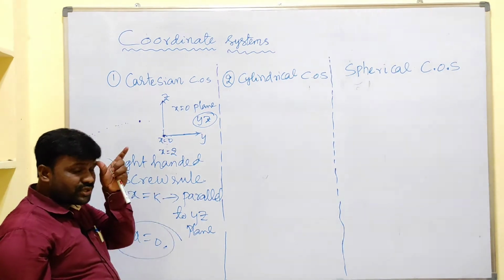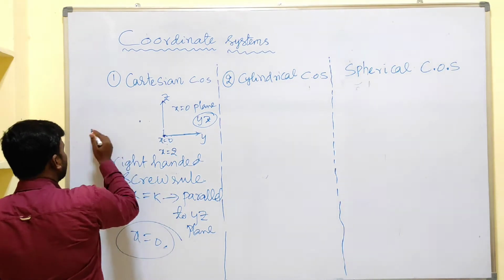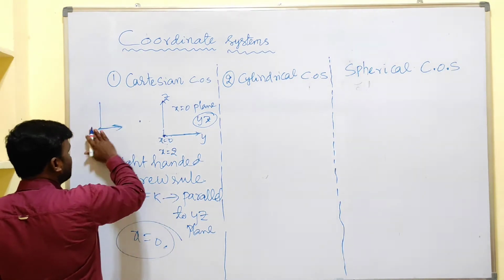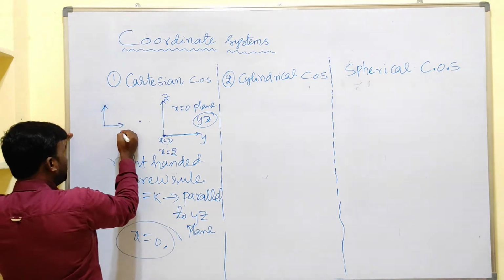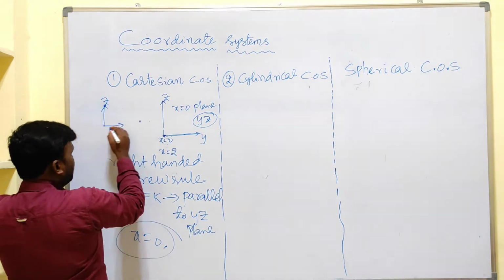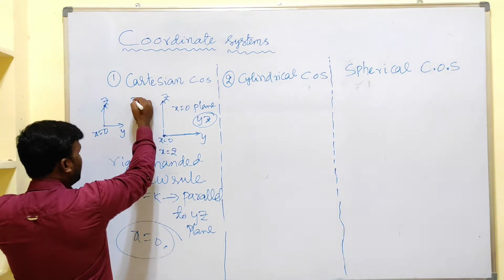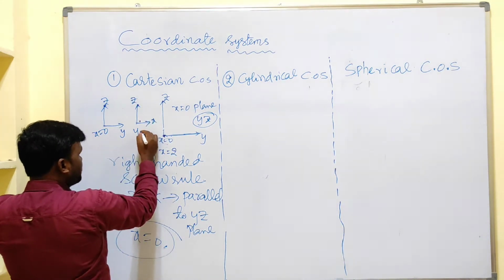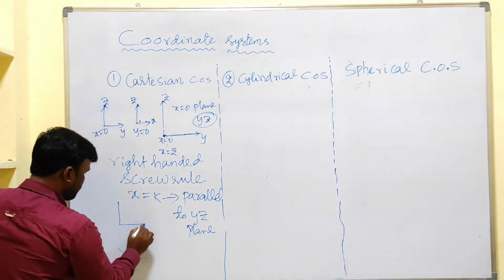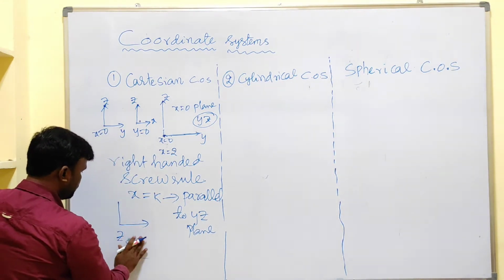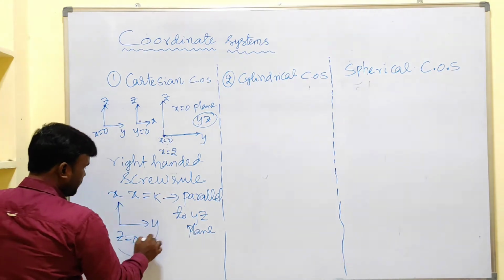Suppose y equal to 0, that is the ZX plane. We can draw like this. Here I am drawing the x equal to 0 plane, which is nothing but the YZ plane. For ZX, let us say this is Z and this one is x. It is the y equal to 0 plane. And the last one is z equal to 0. Here I am considering x, here it is y.